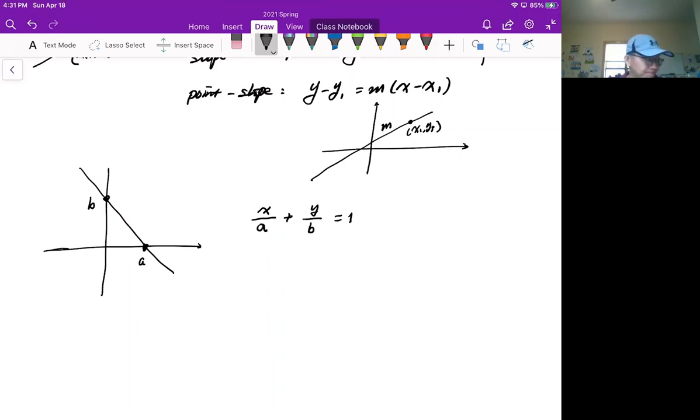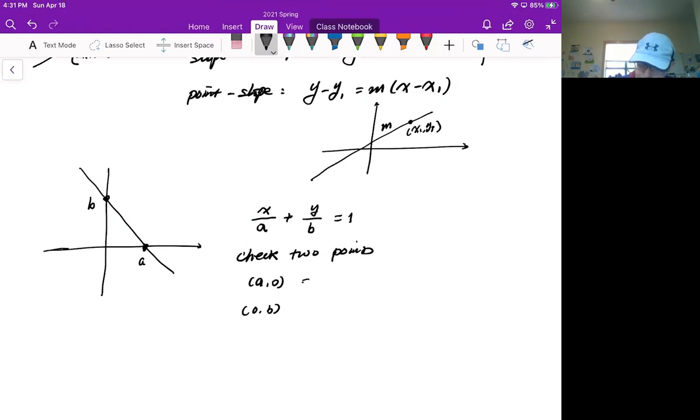It's a correct answer because I just need to check that for 2 points. Okay, so I need to check for 2 points, right? Because a line passes through 2 points, and it's uniquely decided by 2 points. One point is (a, 0), right? The other point is (0, b). The other point is (0, b).